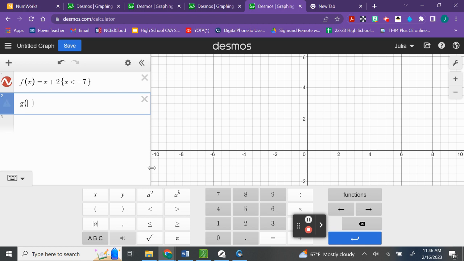And then I'm going to call this other one g of x like we did on that first page, because I want to differentiate between the two and see if they can do the math for me. Equals 8x. And our domain was negative 7 is less than x, and then less than or equal to 12.